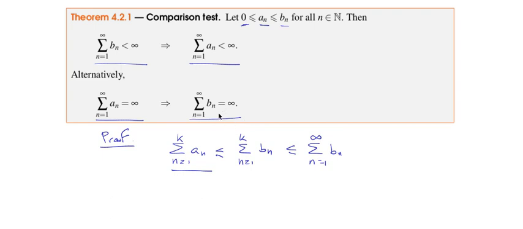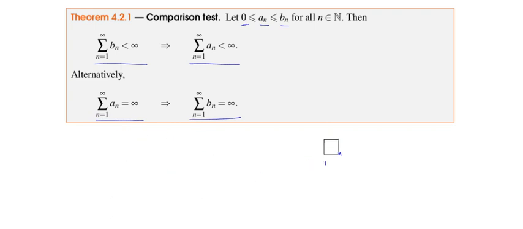Okay, and intuitively it makes sense, right? If all the terms in B sub n are greater than the terms in A sub n, and you sum all of this and you get some real number, then it makes sense that when you're summing things that are smaller than this, you will also get a real number. And if you sum something small and you get infinity, then when you sum something greater than the thing that you know is infinity, it makes sense that you will get infinity as well, right? Or at least you don't get any convergence.